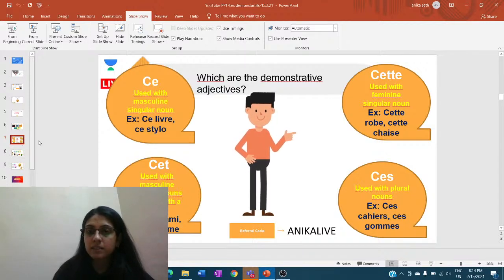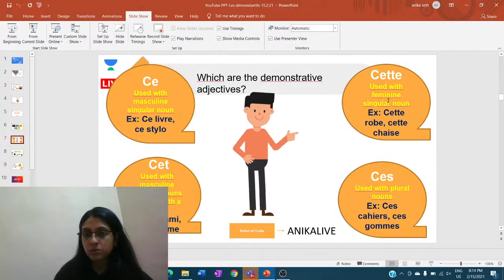Then is "cette", the second demonstrative adjective which is used for feminine singular nouns. Now, like we have "ce" for masculine singular, "cette" is used for feminine singular. Like cette robe or cette chaise. Cette robe, cette chaise. So robe, tube, chaise, table, trousse, be it any feminine noun, we will use C-E-T-T-E, cette, right?